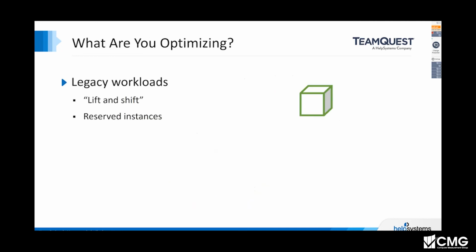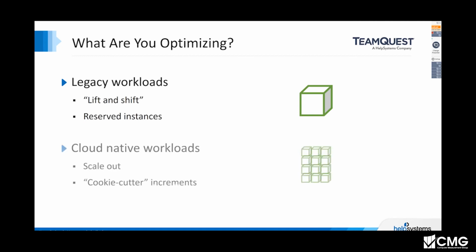So what are you optimizing? We talked about this before. You have the type of monolithic legacy workloads that are stateful. They may not be complete monoliths, but they're not designed around microservices. They're not designed to scale out. So you need to allocate larger instances and have them run inside those. And for those, it's typically a good idea to use reserved instances.